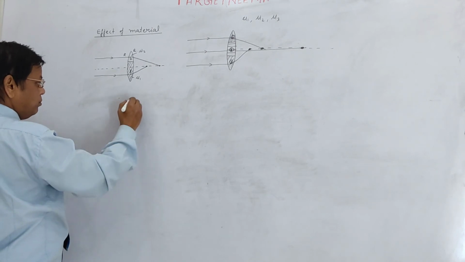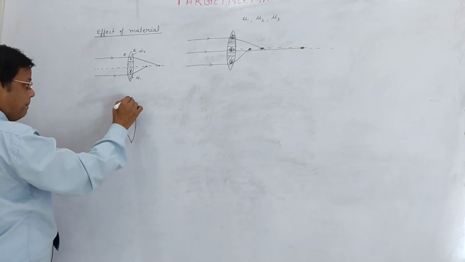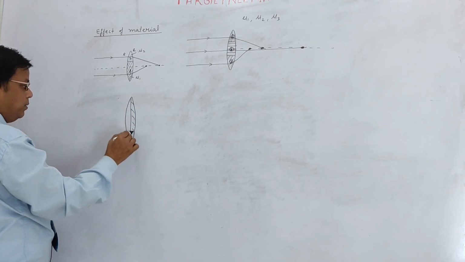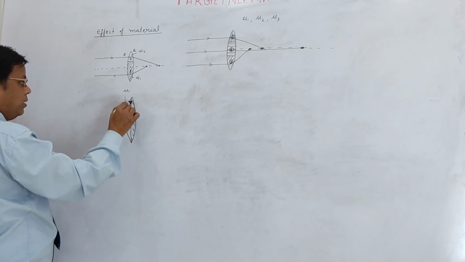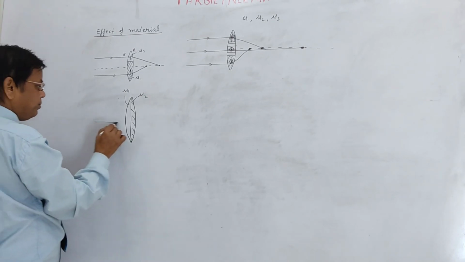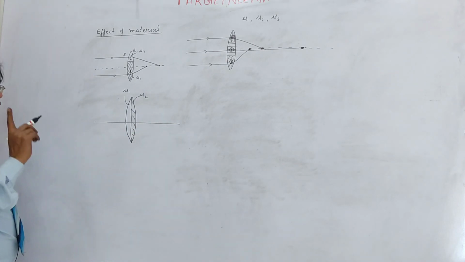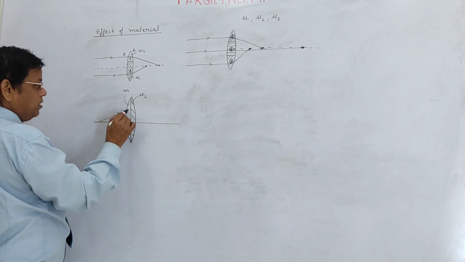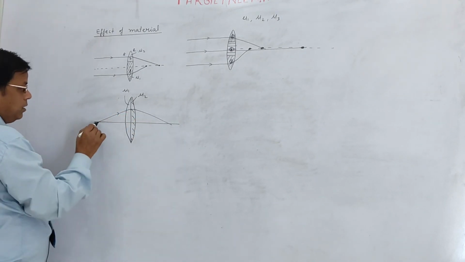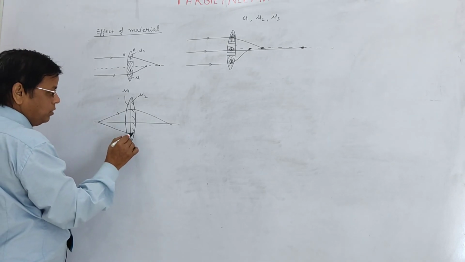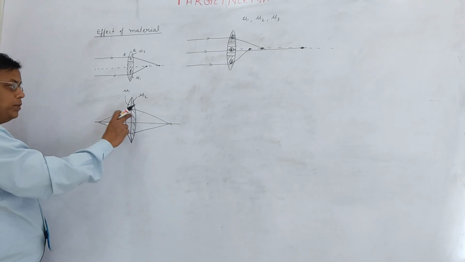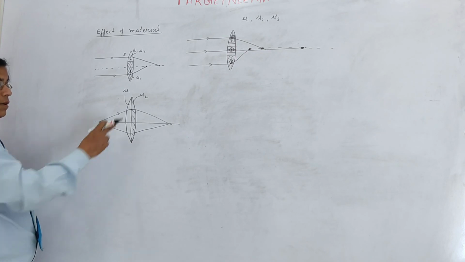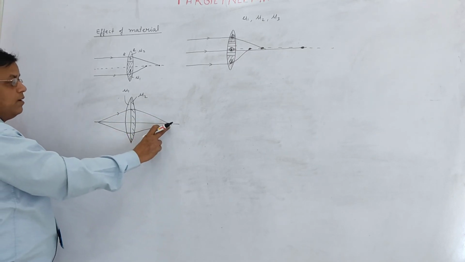Now if you put the material like this, suppose this is a different material, this has refractive index mu1 and this has refractive index mu2, then its focal length will be only one, because the ray that is passing through the first material will also pass through the second material. So both materials work on all rays. So every ray experiences the effect of both materials, so they are going to converge at the same point.